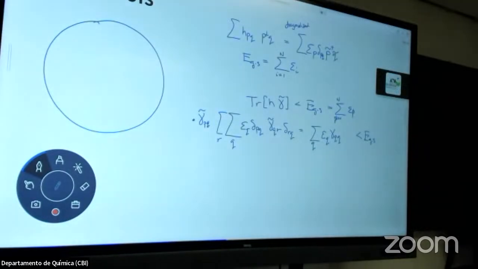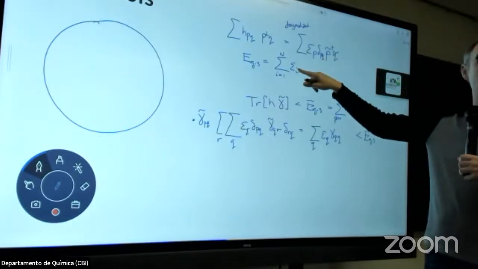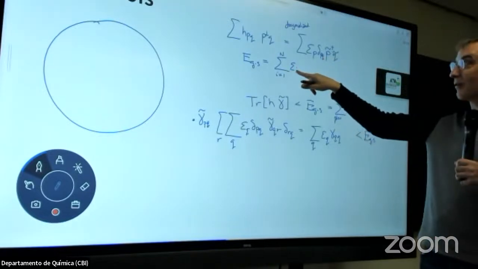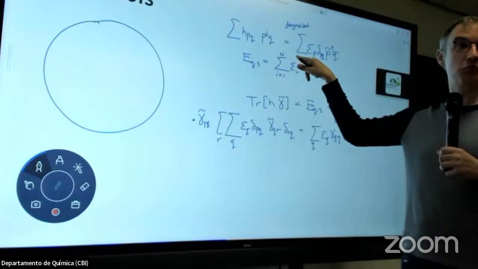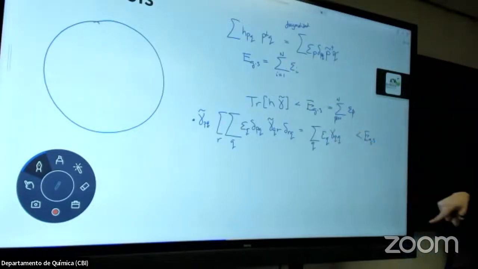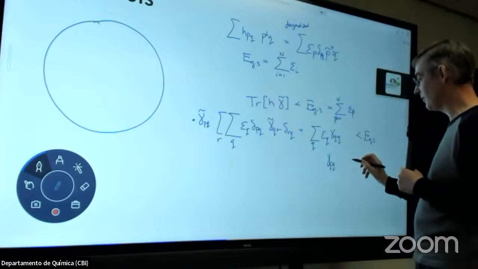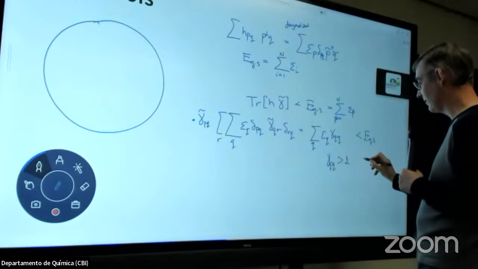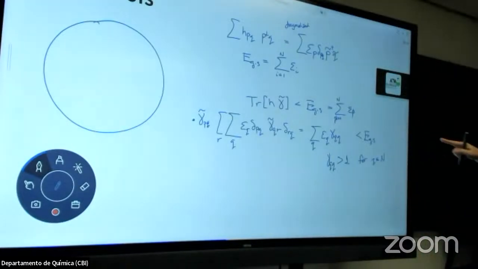So how can I make this less than a true ground state? Well, one way is to put too many electrons in the low energy orbitals. But the low energy orbitals are supposed to have one electron in them. If I put extra electrons in the low energy orbitals, then I can have a problem. So if gamma QQ is greater than 1 for Q less than or equal to N, then I can go below the true ground state. Okay, but I'm not allowed to do gamma QQ greater than 1.